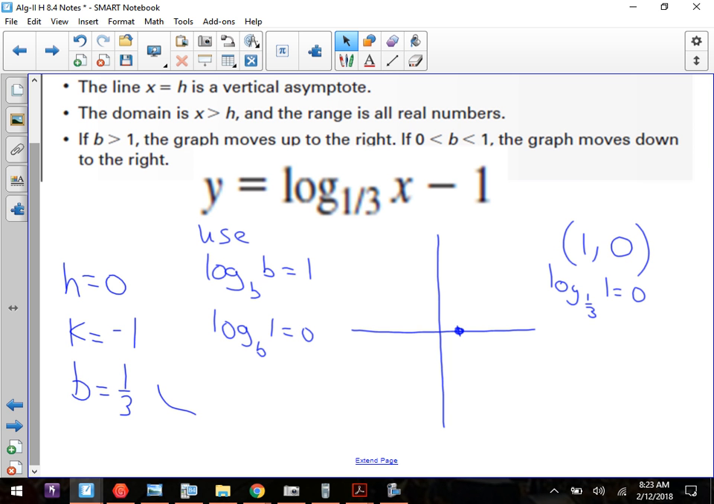I do the same idea if I use 1/3. What's log base 1/3 of a third? 1. I use log base 1/3 of 1/3. It's 1. So that would be my other ordered pair. You okay with that so far?